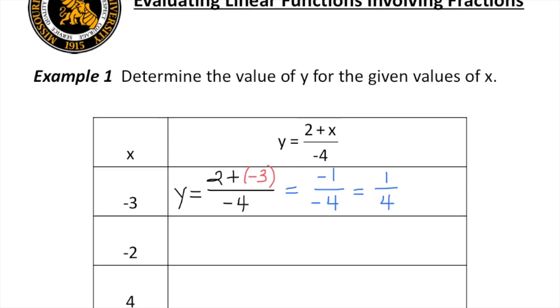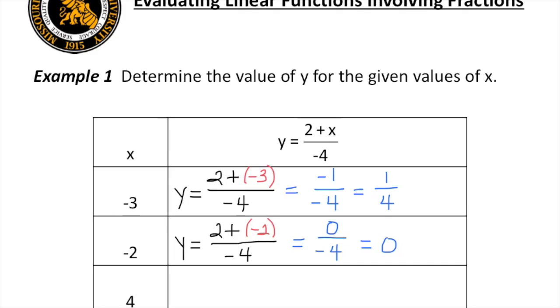In our second row, we're evaluating this equation at x equal to negative 2. So replacing the x in the equation with a negative 2 and performing the computations, 2 plus negative 2 gives us 0, divided by a negative 4, which simplifies to 0. 0 divided by any non-zero number equals 0.